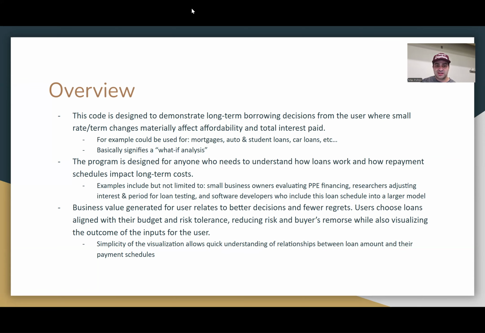The business value generated for users relates to better decision making overall. There's no buyer's remorse. If you're able to test every single scenario that you expect, then you can see your best output and pick the best choice for you based off your budget and risk tolerance. The simplicity of the output of the visualization allows for quick understanding for the user, and so they are able to reiterate over and over as many times as they would like.